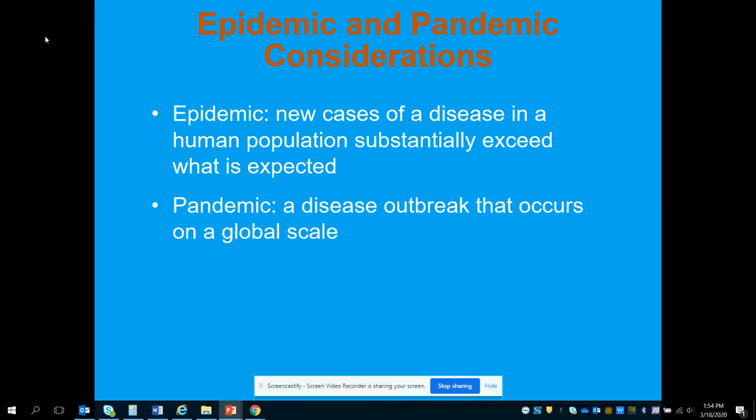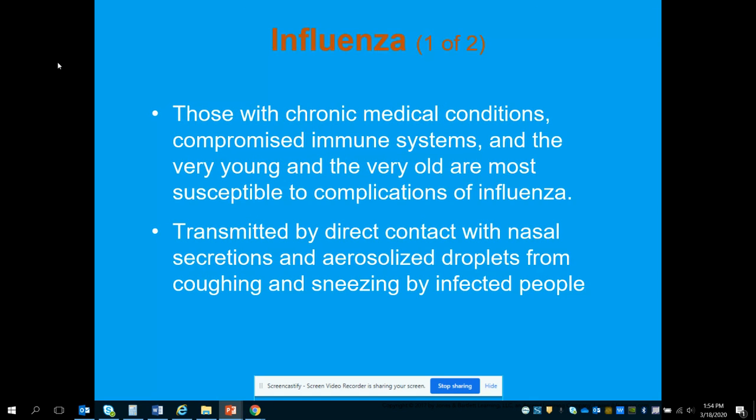Now, ironically, we happen to hit this chapter right in the middle of a pandemic. So we're looking here at epidemic and pandemic considerations. An epidemic is where new cases of a disease in a human population substantially exceed what is expected. And a pandemic is where that is happening on a global scale. And so right now with coronavirus or COVID-19, that's what we are currently experiencing on quite a large scale, happening in multiple countries in the world. So unfortunately, that is where we are right now, in a time that I have never seen anything like it. So it's really important that we take a look at some of these things that are recommended.